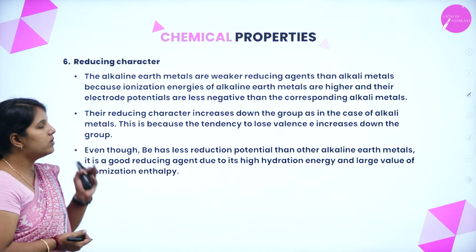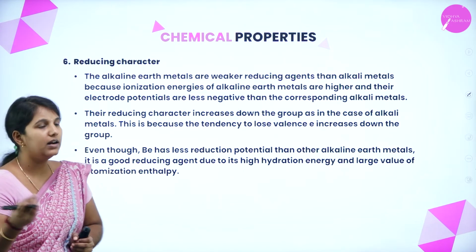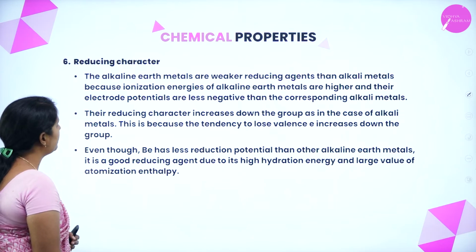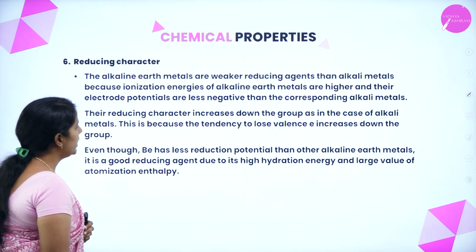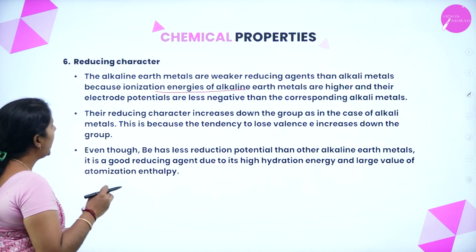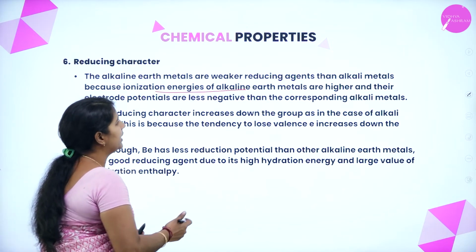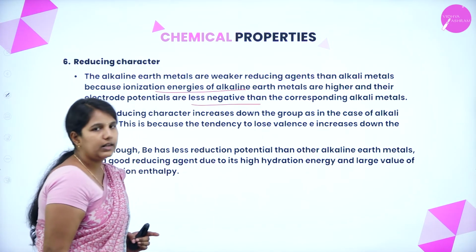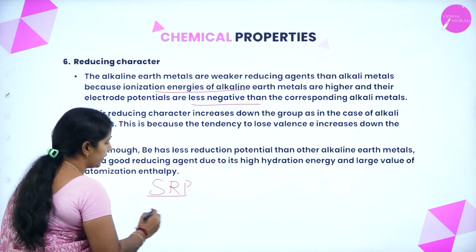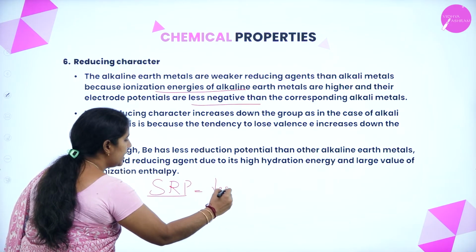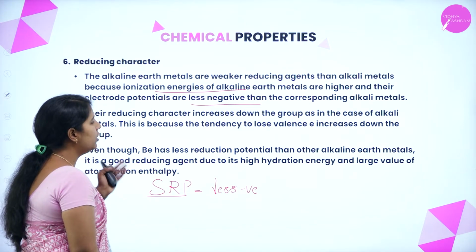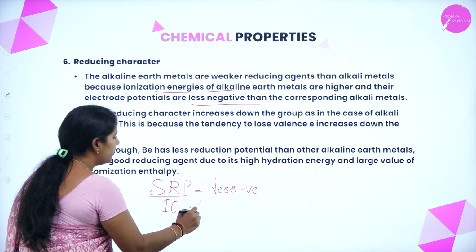Next is the reducing characteristics of alkaline earth metals. Alkaline earth metals are weaker reducing agents than alkali metals because the ionization enthalpies of alkaline earth metals are higher and their electrode potentials are less negative as compared with the alkali metals. So when you see the SRP value, that is the standard reduction potential value, it will be less negative as compared with the alkali metals, and also their ionization energy will be high.